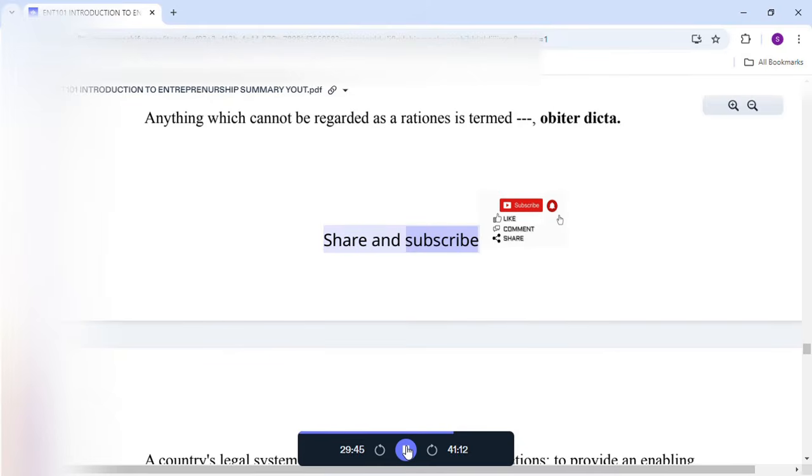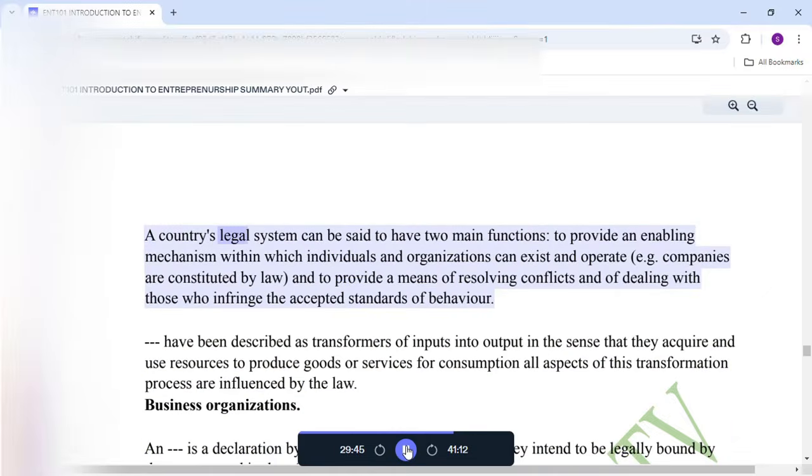A country's legal system can be said to have two main functions: to provide an enabling mechanism within which individuals and organizations can exist and operate, e.g. companies are constituted by law, and to provide a means of resolving conflicts and of dealing with those who infringe the accepted standards of behavior.